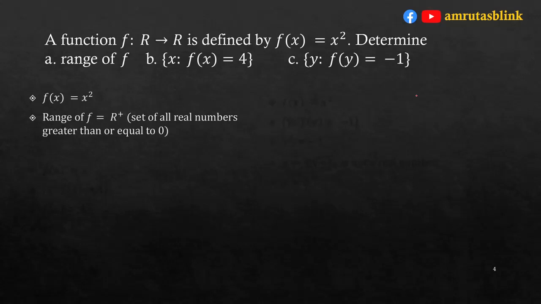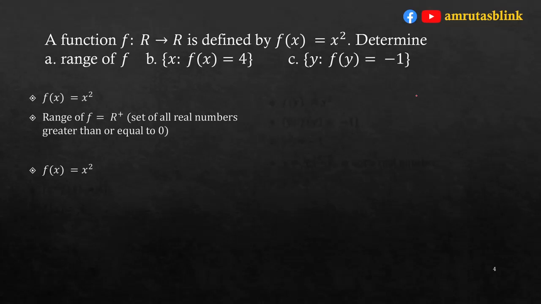Now we know that real numbers can be negative numbers, 0, as well as fractions, as well as positive numbers. Now the square of all the negative numbers will be a positive number. Similarly, the square of all positive numbers is a positive number only, and the square of 0 is 0. Hence, the range of this function f of x which is equal to x square is always equal to or greater than 0. That is, it will be either 0 or all the positive numbers.